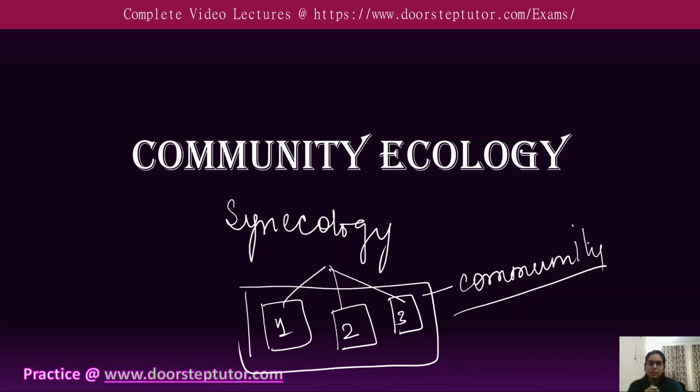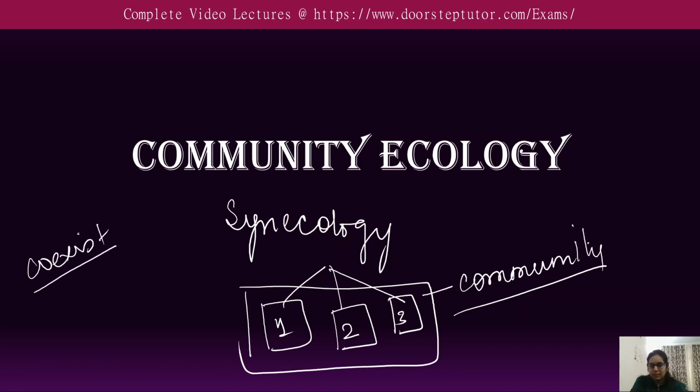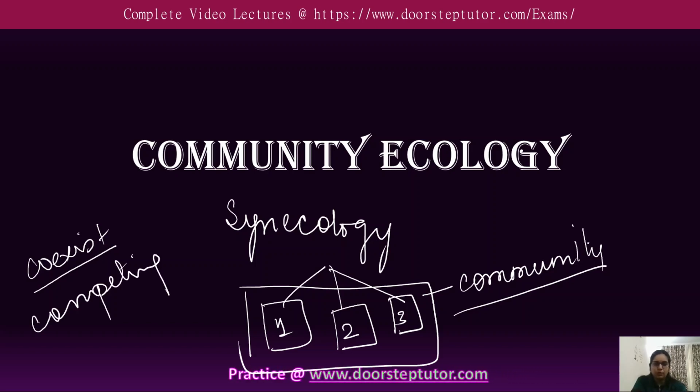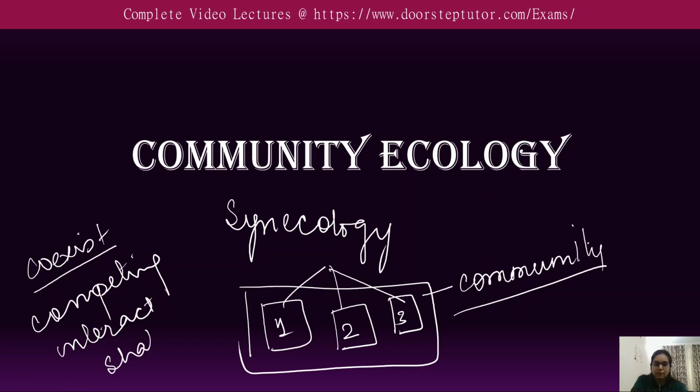So, what does it actually do? It examines how these species can coexist, because if multiple species are there, they are coexisting together. It means they are competing for resources, for food, or for habitat, for many things. They are competing for the resources, and they also interact with each other, and therefore they are helpful in shaping the dynamics of the community.